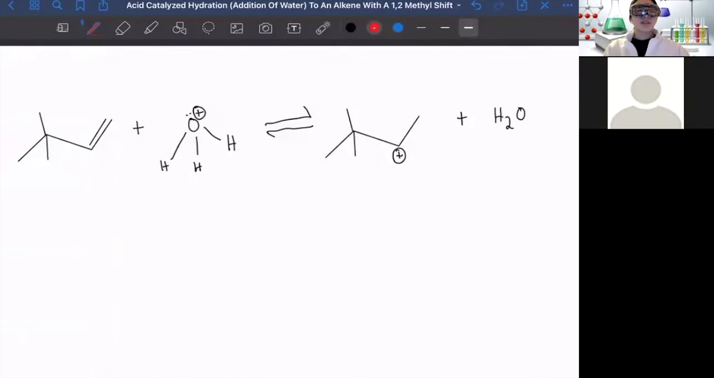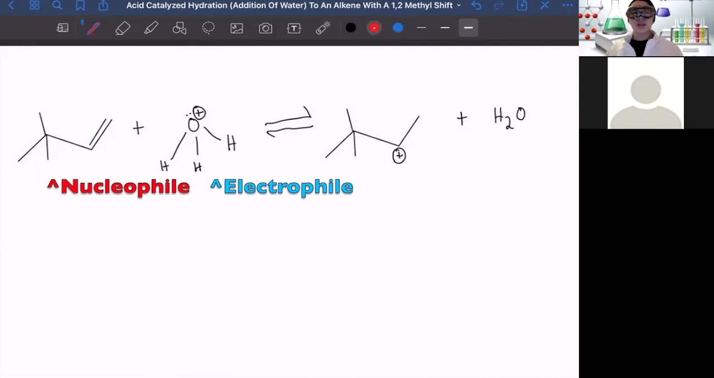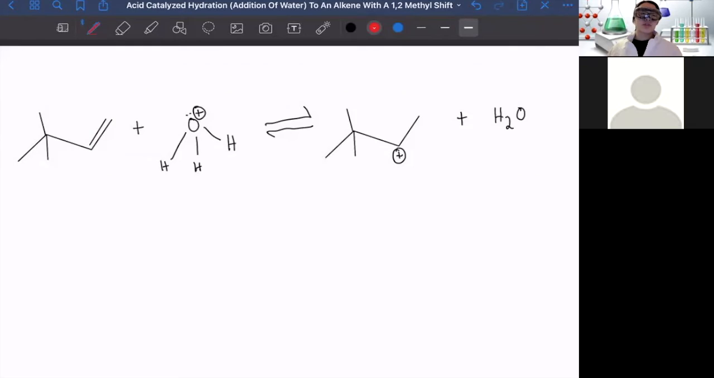The second step of the reaction mechanism is having the hydronium ion that was formed react with 3,3-dimethyl-1-butene. In the reaction, 3,3-dimethyl-1-butene is the nucleophile because it has pi bonds that it can share with the electrophile, which in this case is the hydronium ion because of the positive charge on the oxygen. The oxygen also doesn't want to have this positive charge because it is a very electronegative atom and would rather have a neutral or negative formal charge.